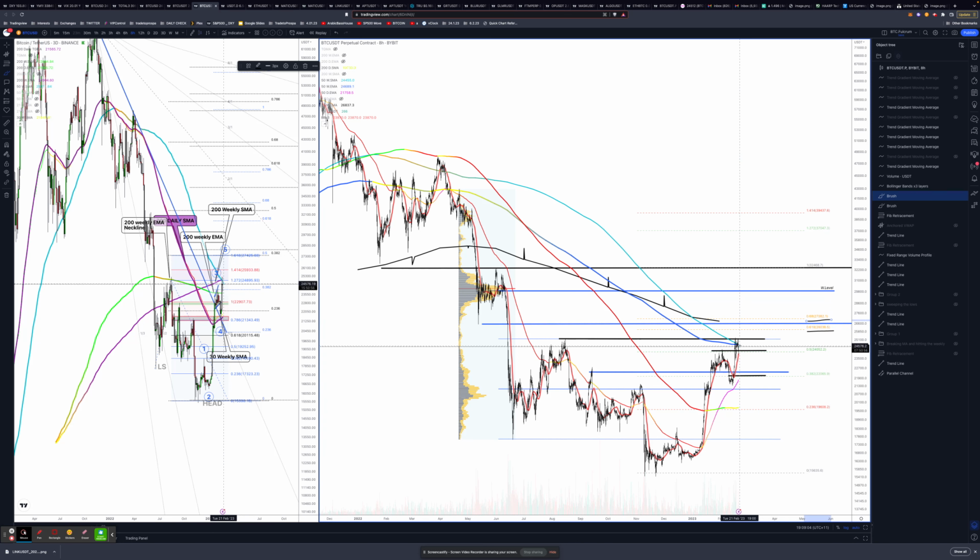Now, here's the thing. If we do break out on a daily, and then we eventually come back down. So if we've got a daily candle up there and then we come back down here, that's bearish and it's likely to come down deeper. And what I'm afraid of, if that's the case, we can do certain things, look at it in certain ways.